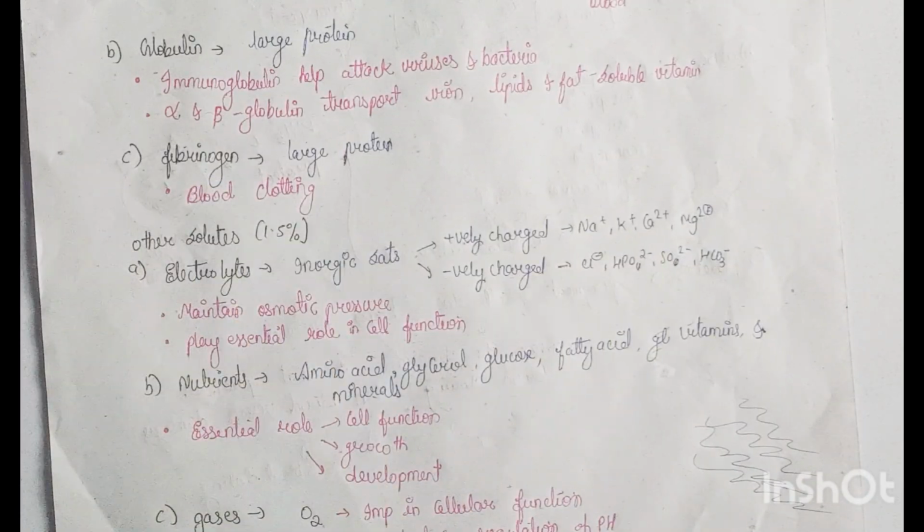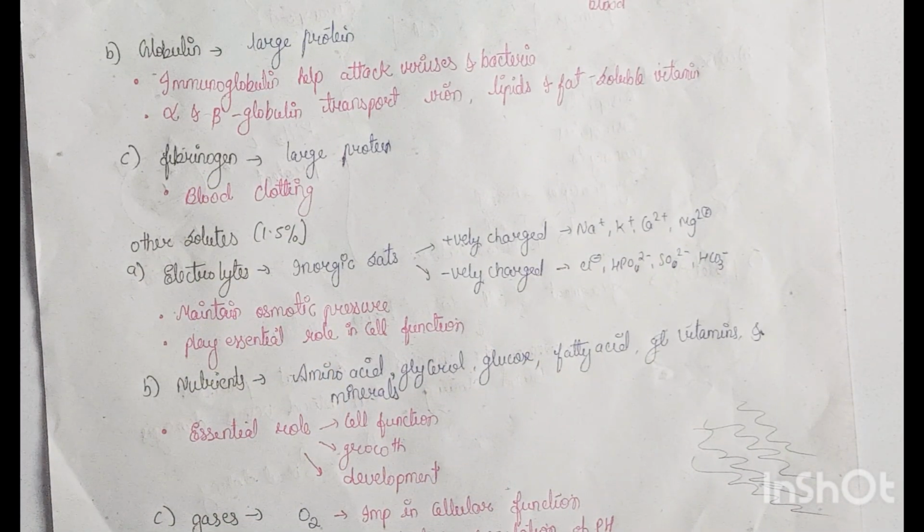Last is fibrinogen, which is a large protein involved in blood clotting. So these are the plasma proteins.